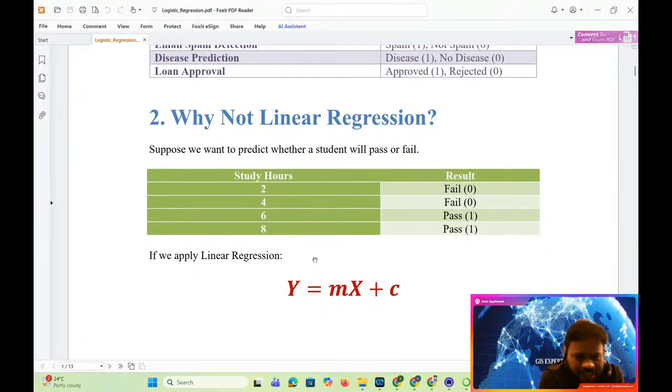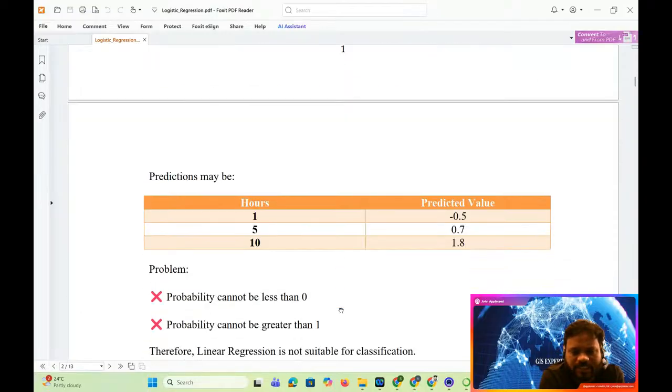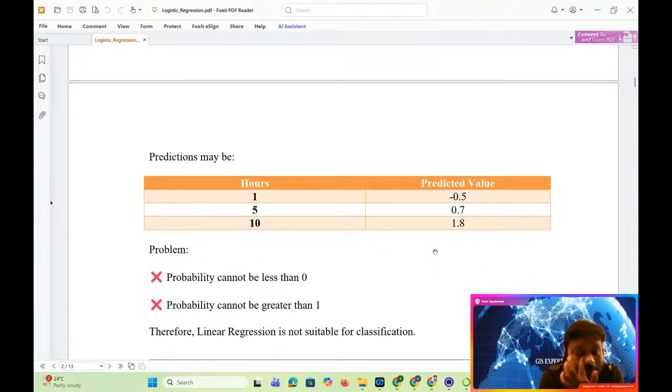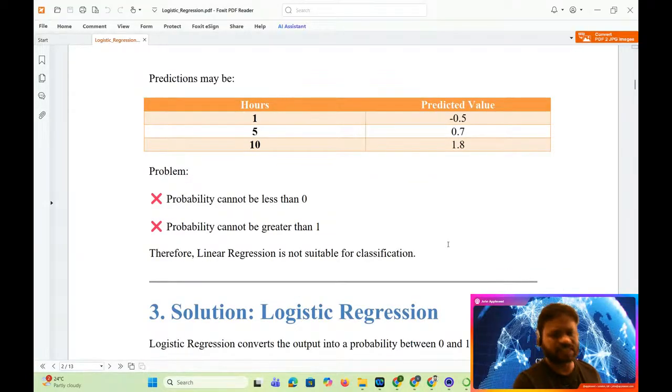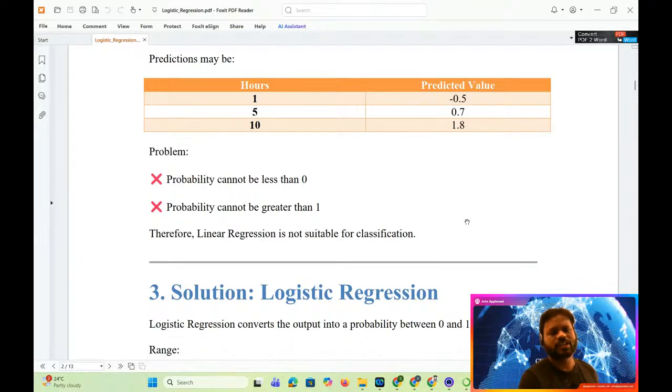So if we apply linear regression on this, y is equal to mx plus c. The predicted value for 1 hour is minus 0.5, for 5 hours it is 0.7, and 1.8. Probability cannot be less than 0. The pass or fail is a probability. If he studies only 2 hours, then he will fail, so probability 0. And if he passes, then probability 1. The maximum probability is 1 and the minimum probability is 0. But from linear regression, this will be negative, and this will be more than 1. This is not possible. So probability cannot be less than 0, and cannot be greater than 1. Therefore linear regression is not suitable for classification of this type.